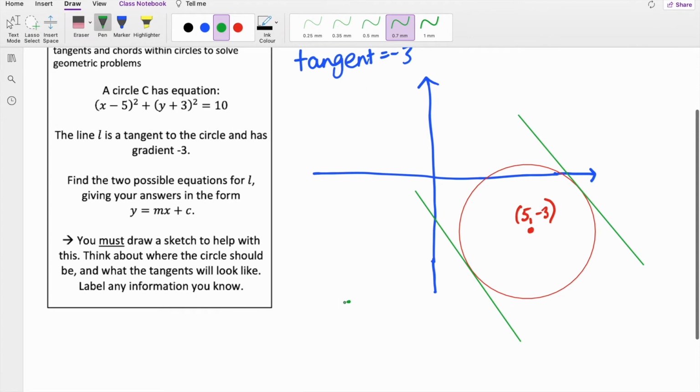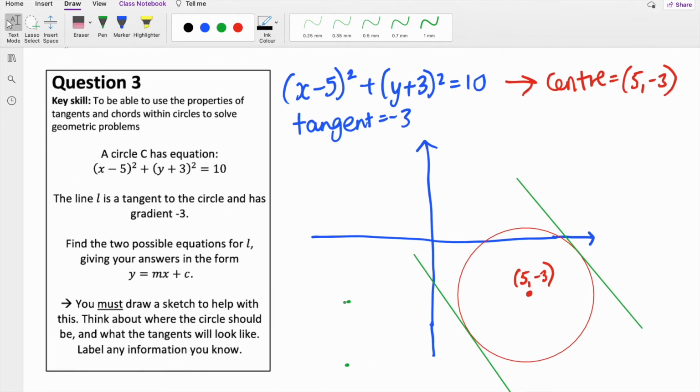That is why I can have two possible equations for the tangent, and the question is asking you to find both equations. So there are a lot of different elements involved in answering this question.